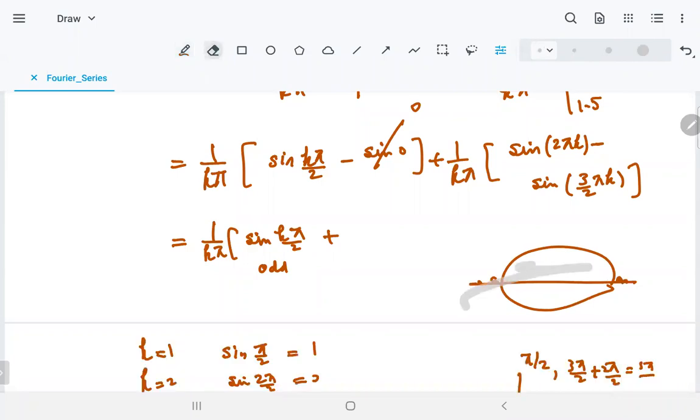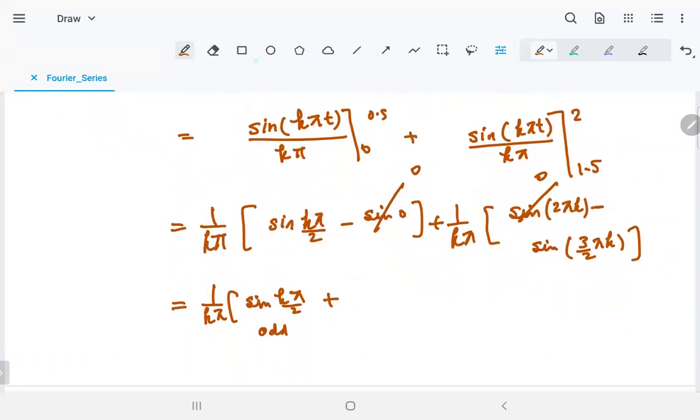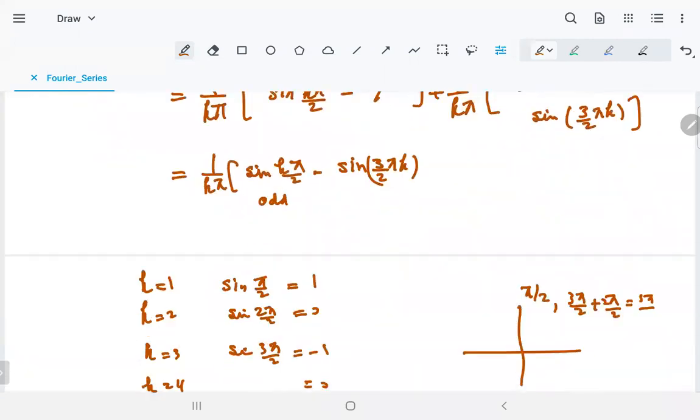So that's equal 0. All right. Equal 0. Now we have the last term. It has 2 in the bottom. So I'll say minus sine 3 over 2 pi k. And I'll check this one.